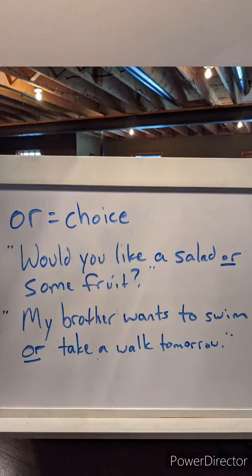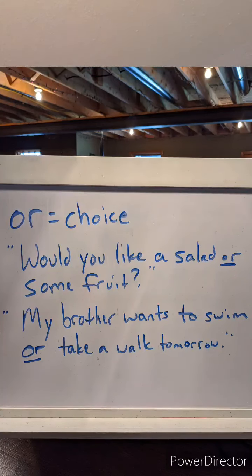This is good with your children. Maybe they're running around all day long because you don't have school and you can't go outside very much, so you're inside a lot, and so they're running, and you say, stop. You can help me with the housework or read in your room. You have a choice. We use the word or to give options for the choice. Another example, maybe I'm talking about my brother and what he wants to do. I could say, my brother wants to swim or take a walk tomorrow.